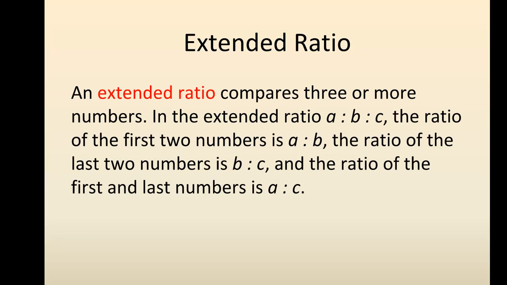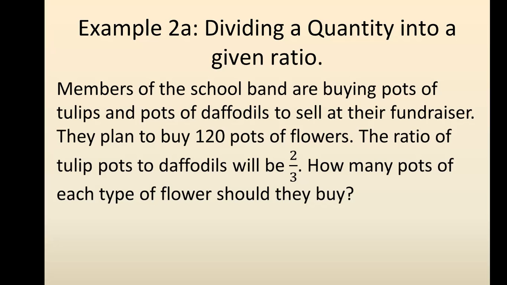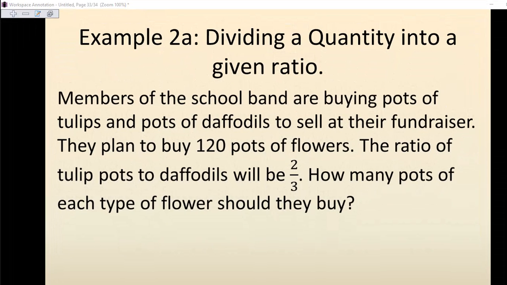Now, what this means is we're going to use this to help solve some of our problems that involve totals or sums, products, quotients. So let's look here. The members of a school band are buying pots of tulips and daffodils to sell at their fundraiser. They plan to buy 120 pots of flowers. The ratio of tulip pots to daffodils will be 2 to 3. How many pots of each type of flower should they buy?